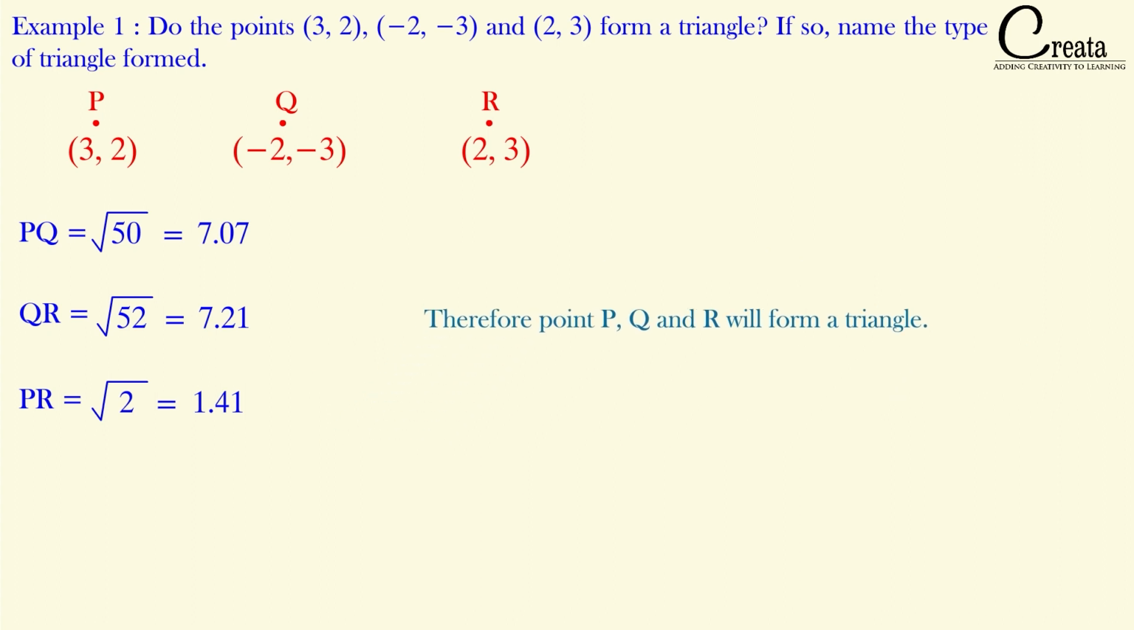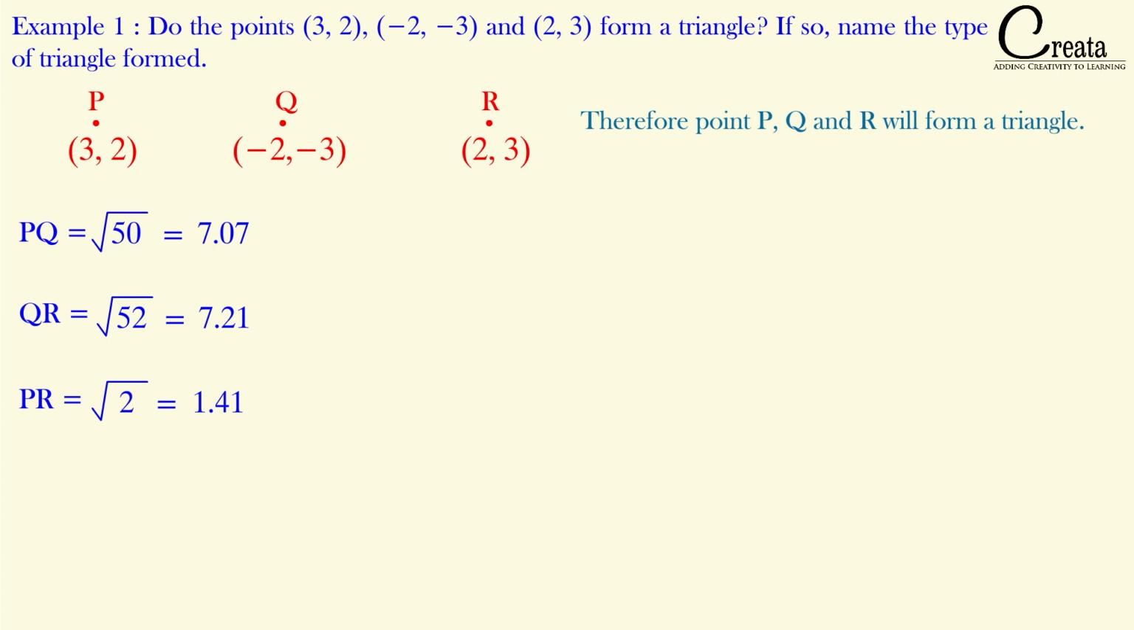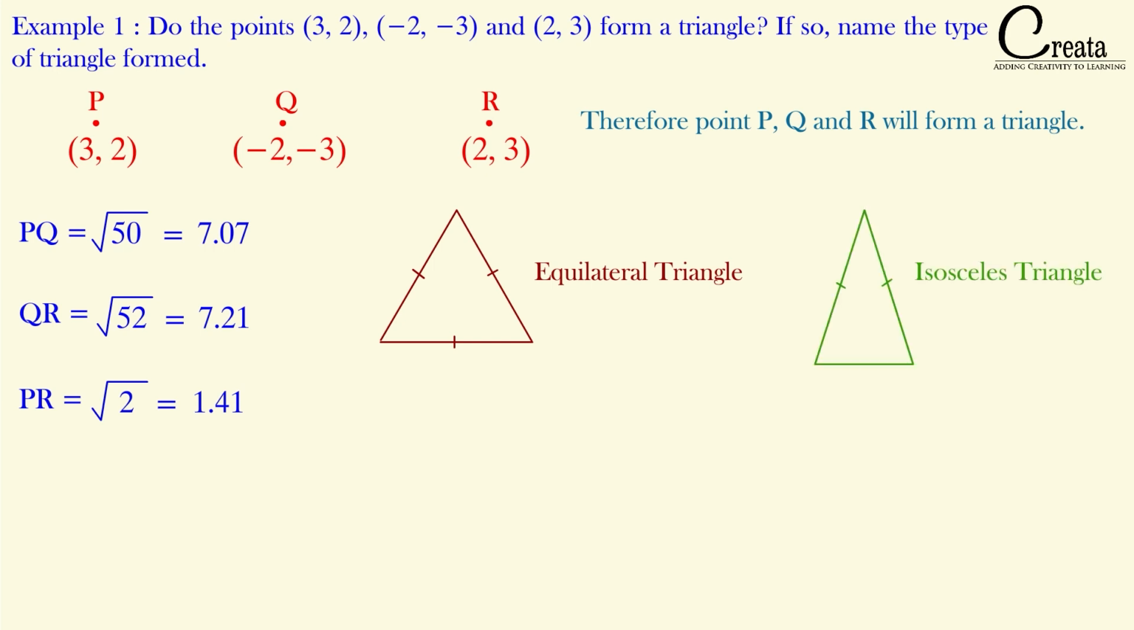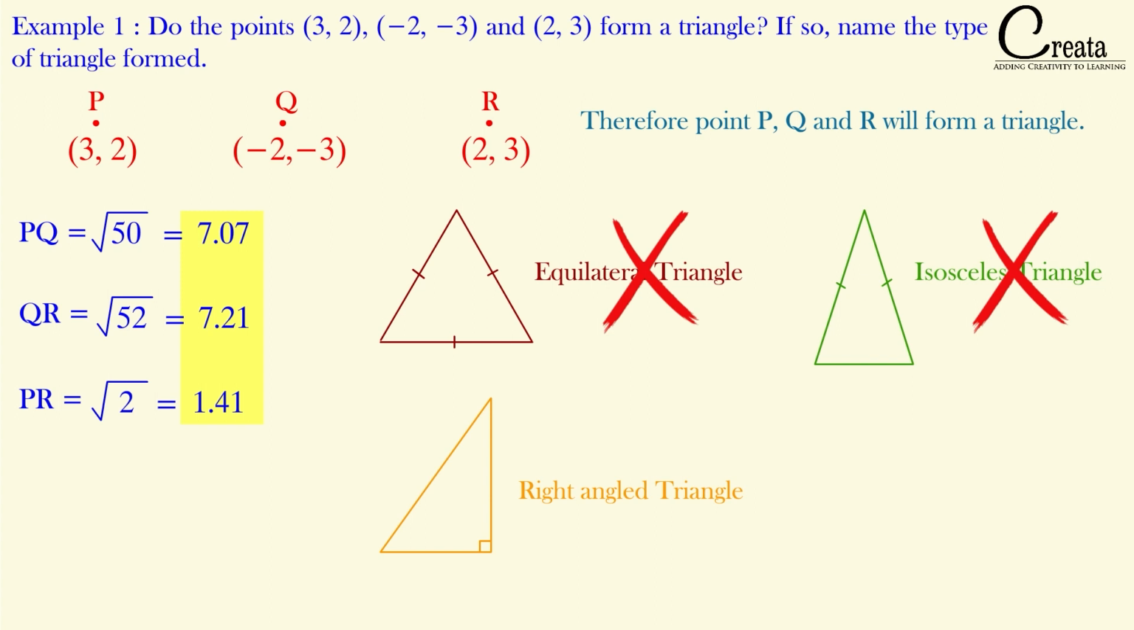Further, the question is asking, if it is a triangle, name the type of triangle formed. Basically, in this type of question, the triangle formed is an equilateral triangle, in which the 3 sides are equal, or an isosceles triangle in which 2 sides are equal, or a right angle triangle in which one of the angles is 90 degrees. Here all the 3 sides are not equal, so we can say it is not an equilateral triangle. Any of the 2 sides are also not equal, so we can say it is not an isosceles triangle.